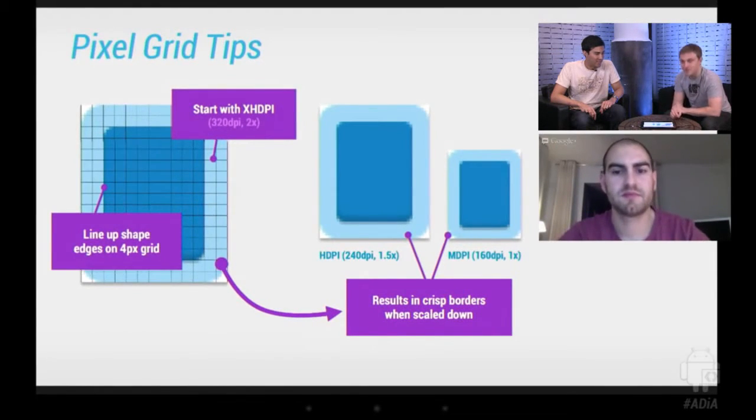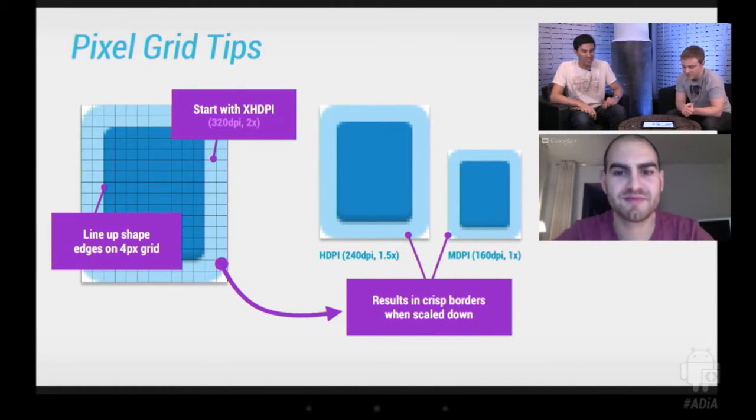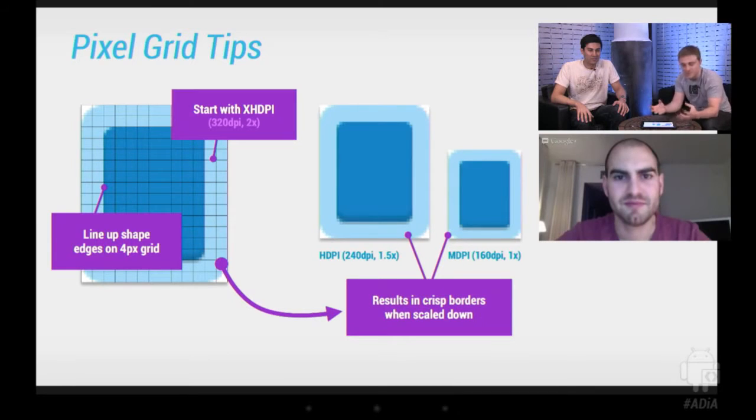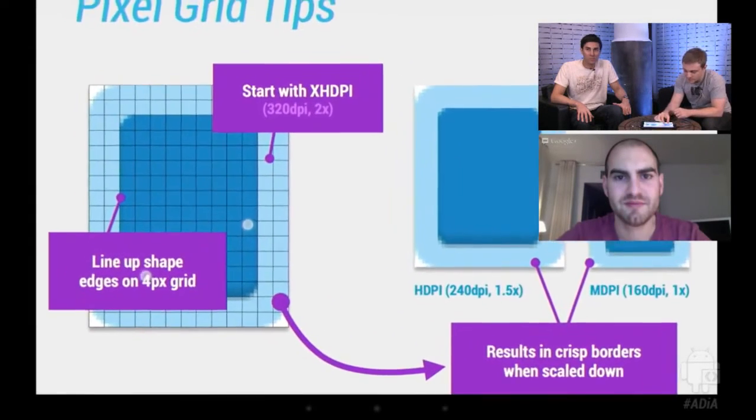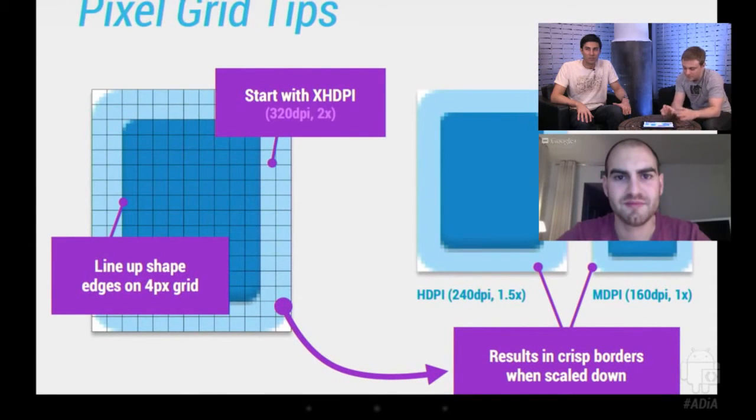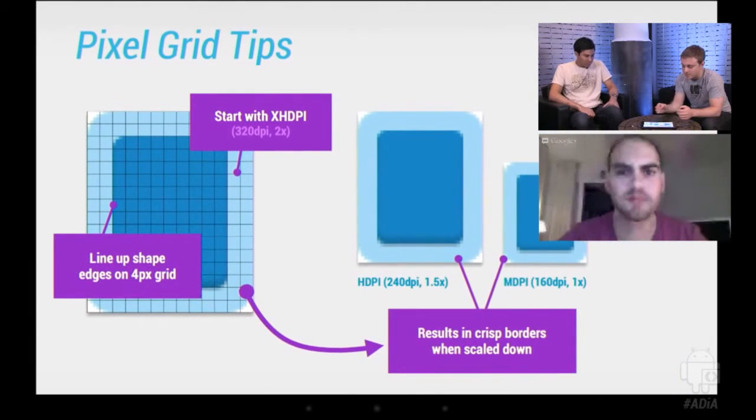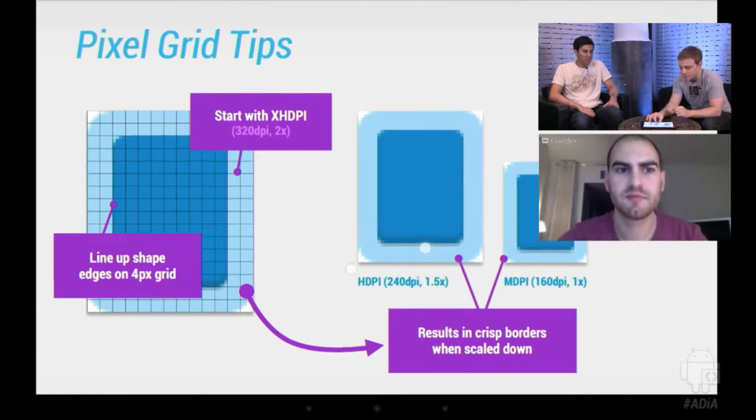Moving on, really quick pixel grid tips. When you're doing asset production, one general tip, and you can tweak this as you see fit: one thing I generally do is use a 4-pixel grid for designing assets, and I start with XHDPI. Lining things up to a 4-pixel grid means that you can then scale down to HDPI, MDPI, and I'm not sure about LDPI, but probably LDPI as well, and get really, really crisp borders.